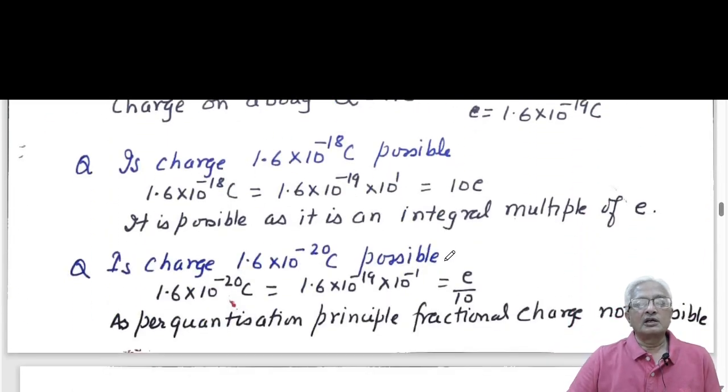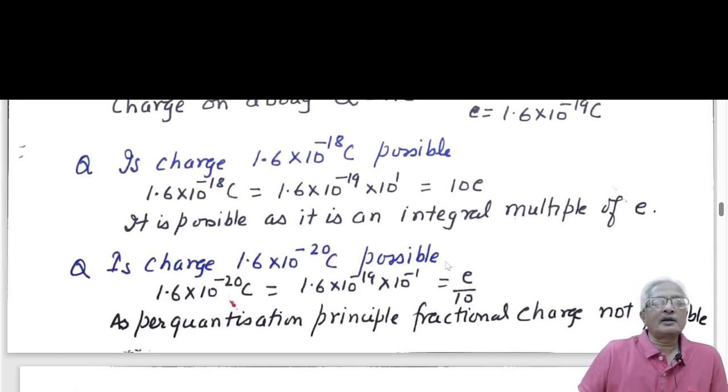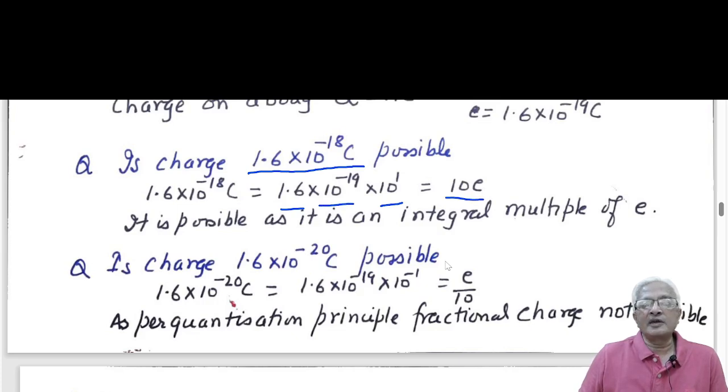Now, certain questions that come to my mind are, is the charge 1.6 into 10 raised to power minus 18 coulomb possible? Let us check. 1.6 into 10 raised to power minus 18 coulomb would be equal to 1.6 into 10 raised to power minus 19 multiplied by 10 raised to power 1, which makes it 10 times E. So the total charge is an integral multiple of the basic unit of charge. Therefore, 1.6 into 10 raised to power minus 18 coulomb is possible.